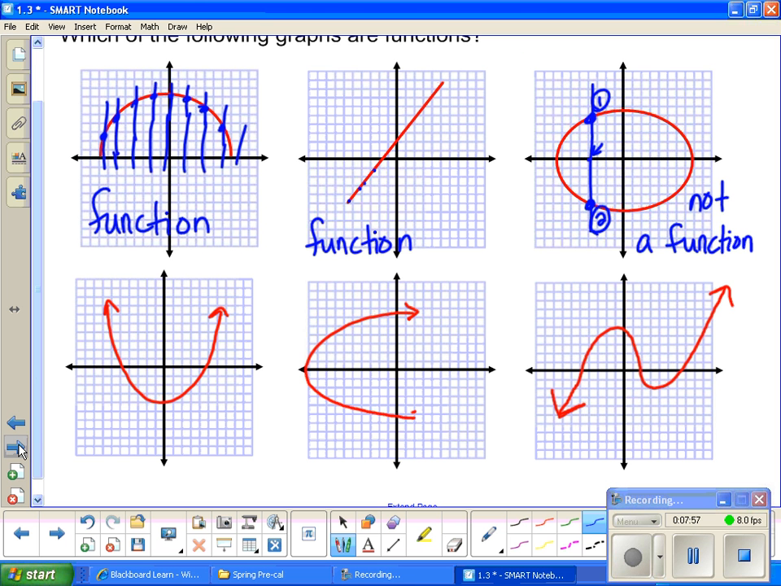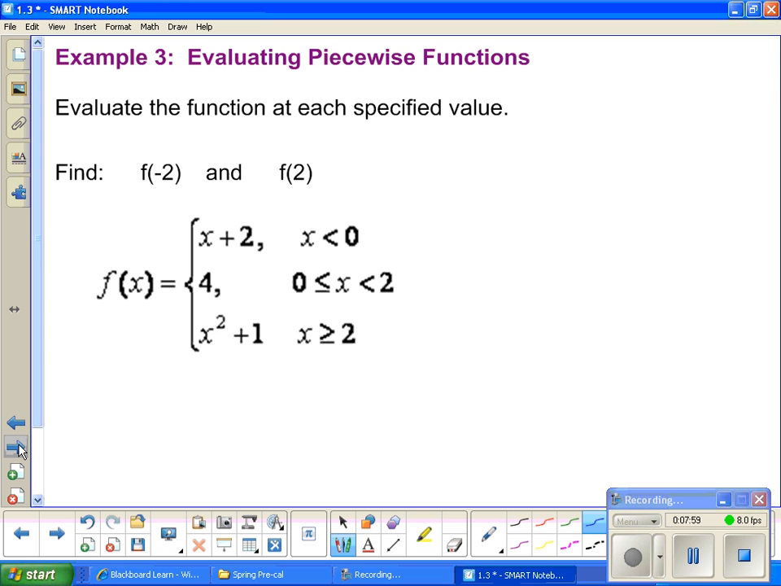Okay, so now let's look at piecewise functions. This is a piecewise function. Remember I said it has at least 2 equations? In this case, there are 1, 2, 3 equations, defined by a specific piece of the domain. This column is called the specified domain.